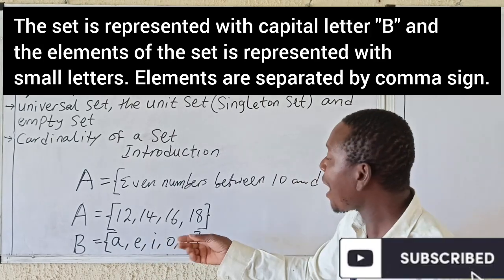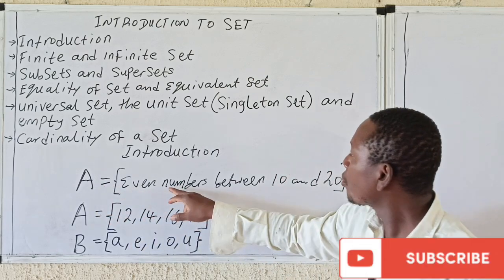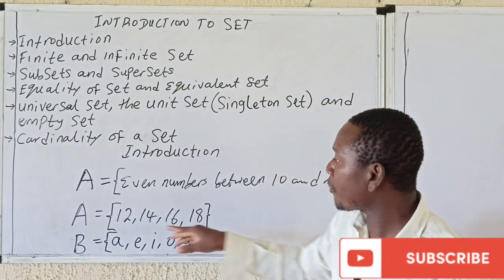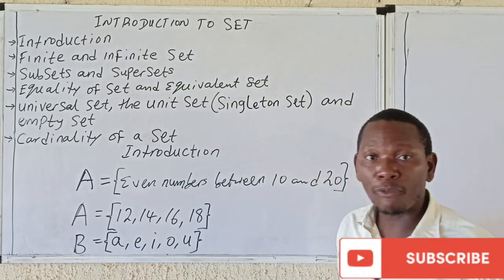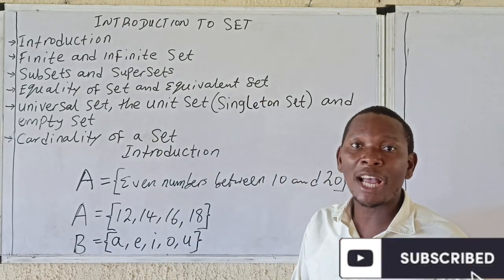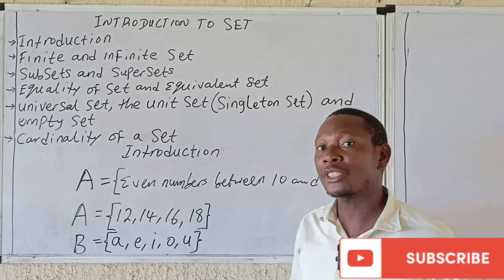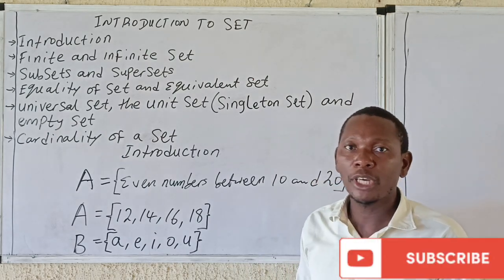A comma. So I have successfully described a set A, which comprises of even numbers between 10 and 20. I have also successfully described a set B, which comprises of what? The vowel sounds, by listing out their elements. So this is how we describe a set. So how do you describe a set? It simply means you write out the elements or the members of this set.